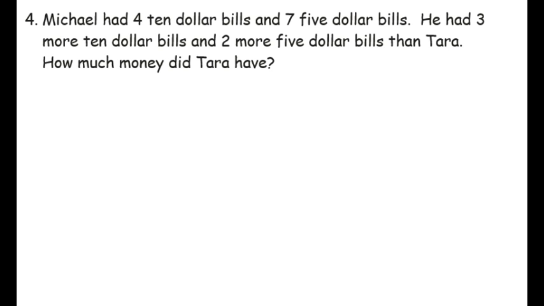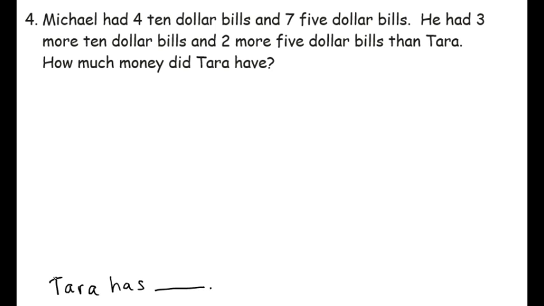Let's look at one more problem. This one says Michael had 4 $10 bills and 7 $5 bills. He had 3 more $10 bills and 2 more $5 bills than Tara. How much money did Tara have? I'll start by writing my answer statement. So we're looking to see how much money Tara has. So we'll write that at the bottom. Tara has blank. For this question, I think I'm going to draw pictures.